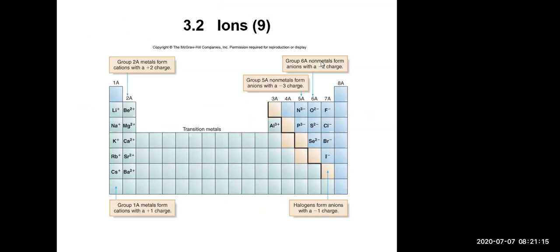So here again is a table where we do have our fixed charges, and as I included in there, our zinc and our cadmium, which are +2, and our silver, which is +1, also have fixed charges.